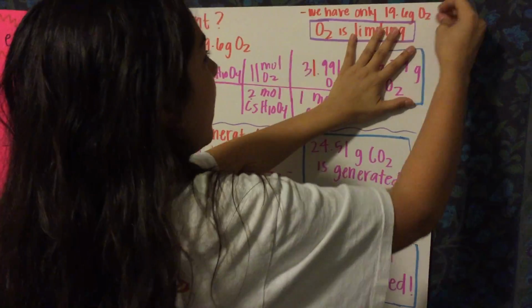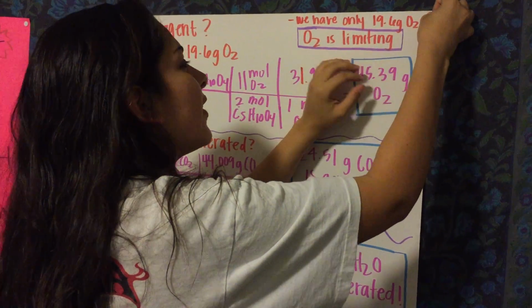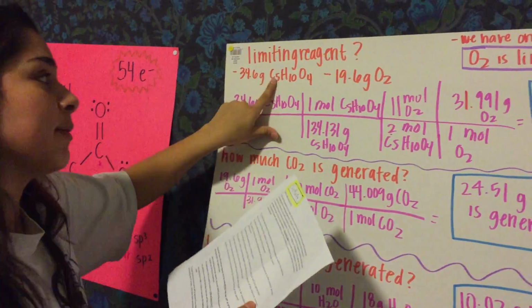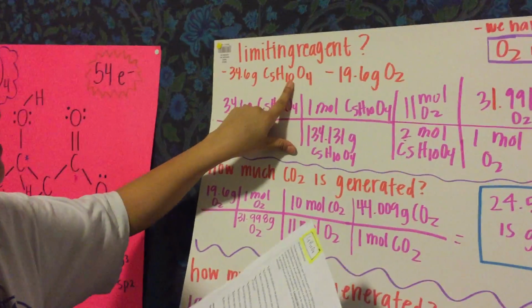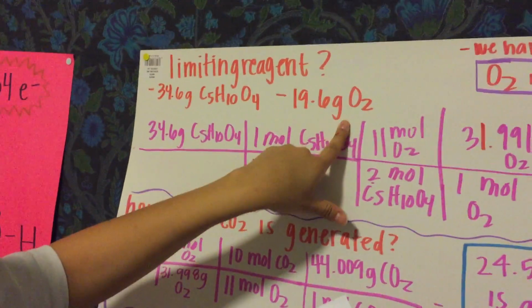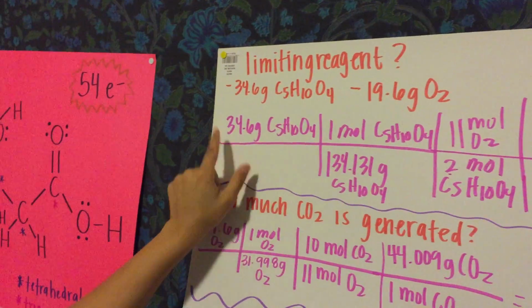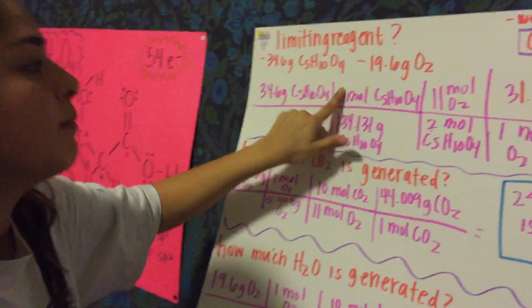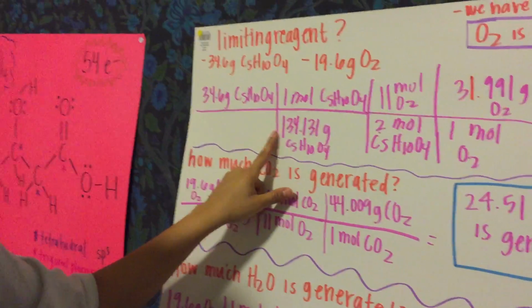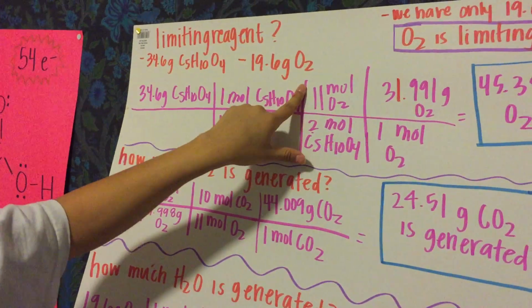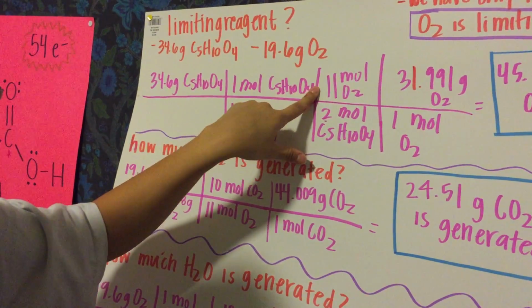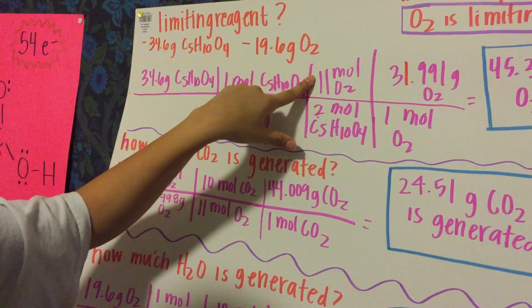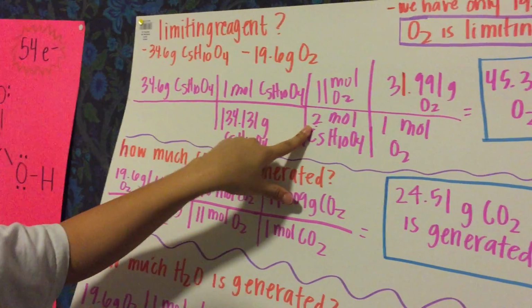Okay, and then the next thing I looked at was trying to figure out whether our molecule or O2 was the limiting reagent. So we have 34.6 grams of C5H10O4 to work with and 19.6 grams of oxygen. And so what I did first, I took the 34.6 grams of C5H10O4 and I put 1 mole of C5H10O4 is 134.131 grams. And then I referenced back to our balanced chemical equation, and I found, so for every 11 moles of oxygen, we need 2 moles of C5H10O4.